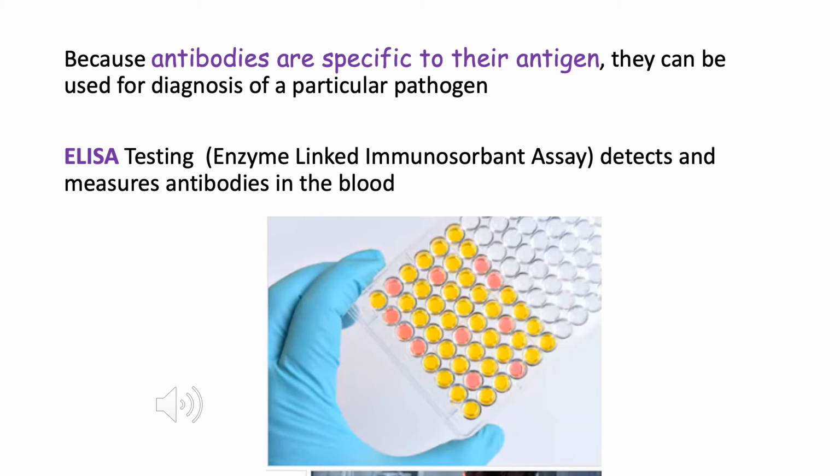So antibodies are specific to their antigen. They bind only specifically to that antigen that they were produced to target. And because of that, they can be used for diagnosis of that particular pathogen. So ELISA testing, or enzyme-linked immunosorbent assay, is a test used to detect and measure antibodies in the blood.